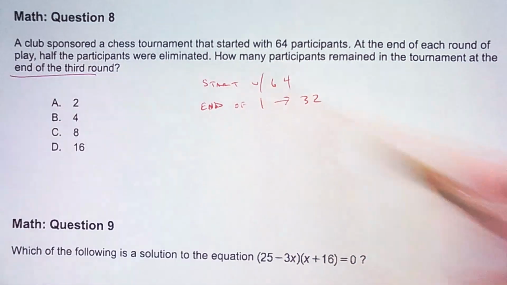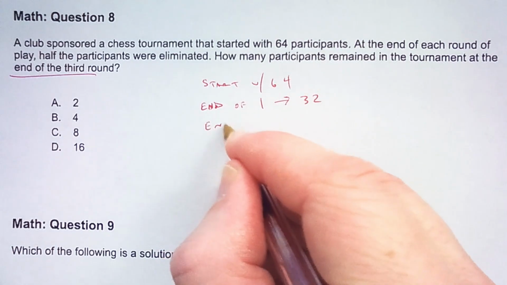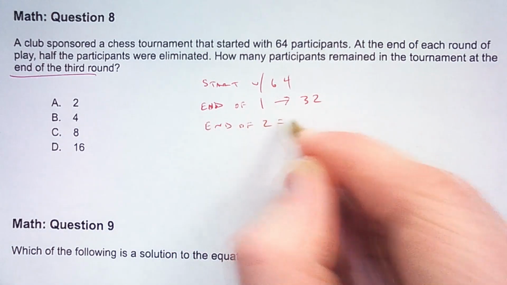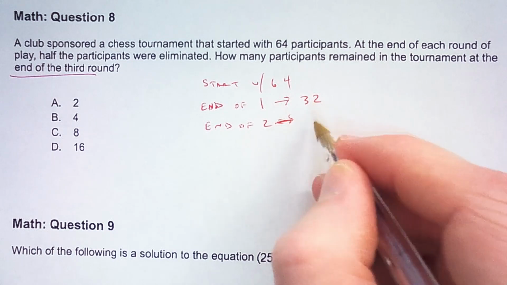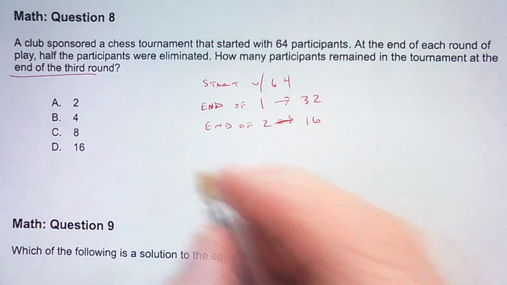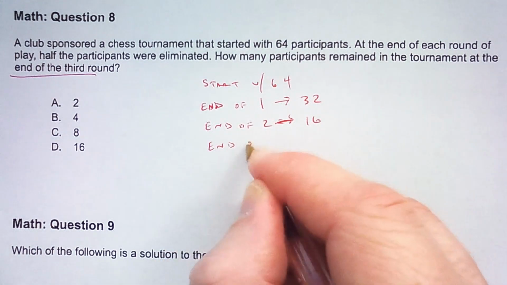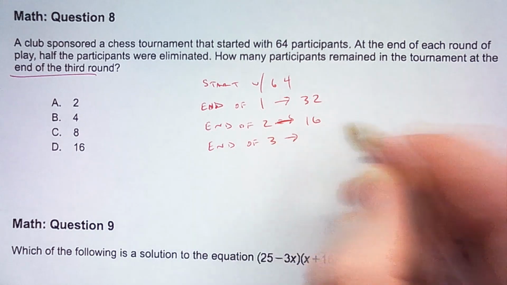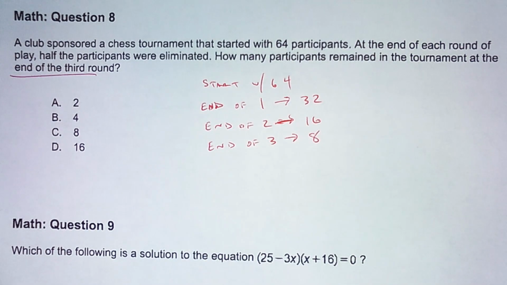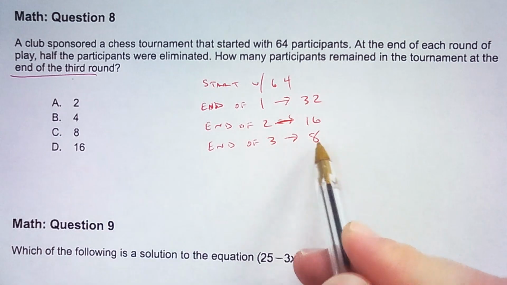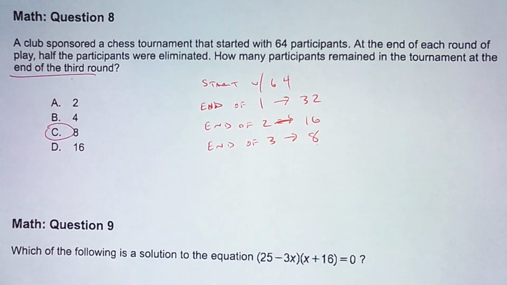We want to know about the end of the third round, so we'll keep going. End of round 2, we'll have half of 32, that is 16 participants remaining. End of round 3, half of that is 8. So at the end of the third round, we are going to have 8 participants remaining, option C.